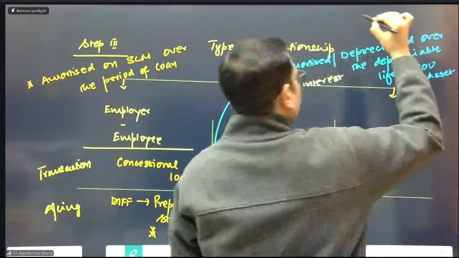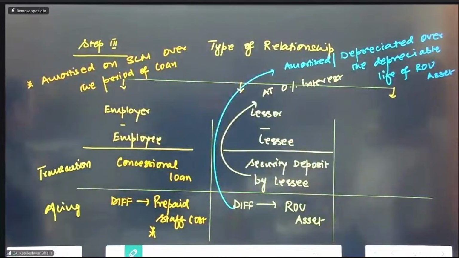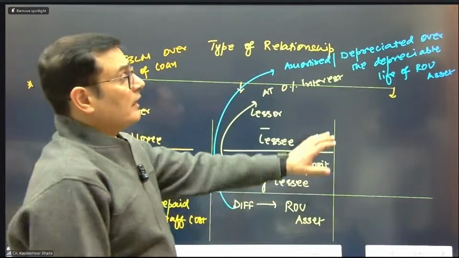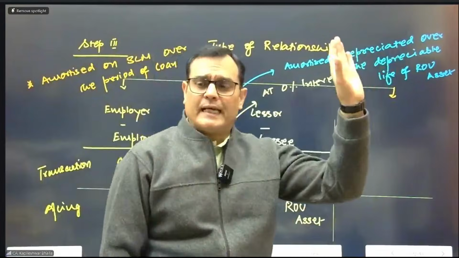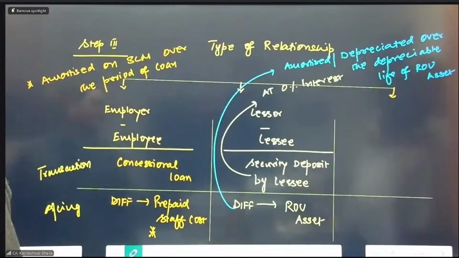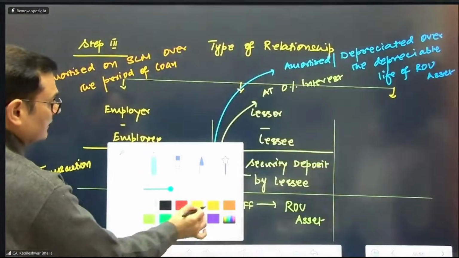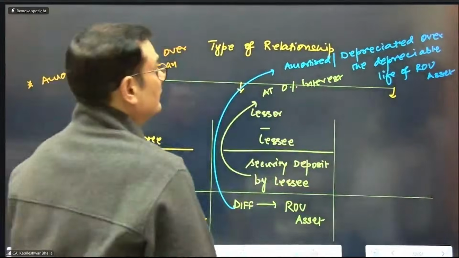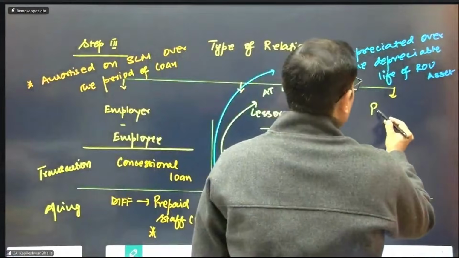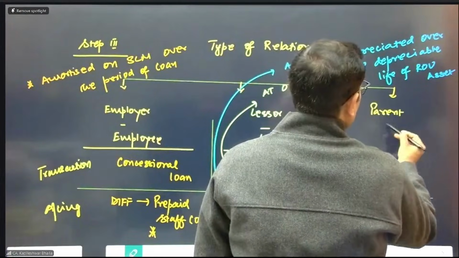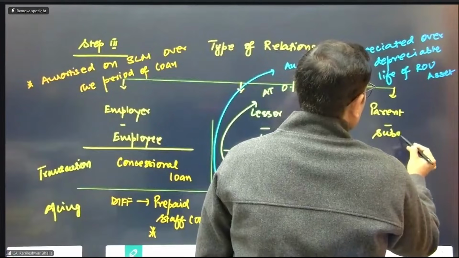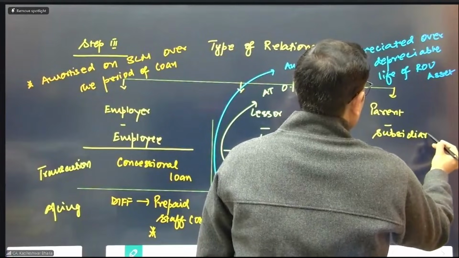So we will basically spread it over, depreciate it over the ROU asset life. The life of the asset depreciation would be decided as per Ind AS 116. And then the other kind of relationship which we're going to see is the parent-subsidiary relationship.